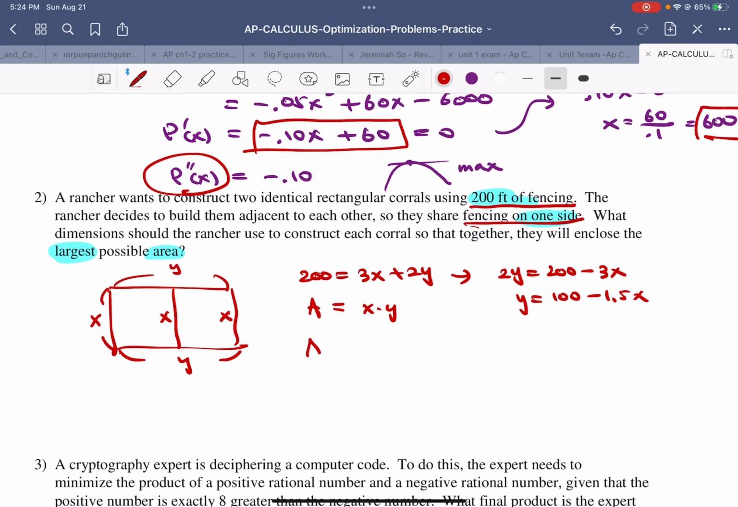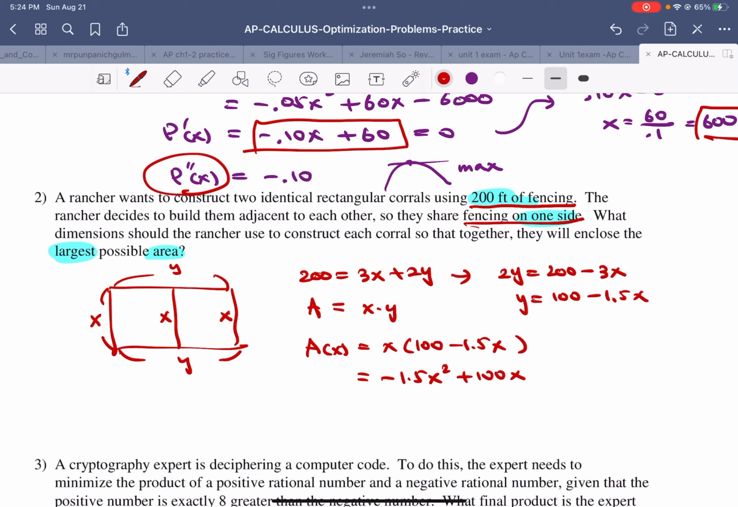So you can substitute. I'm going to say A of x now, because the only variable is x. After you substitute, 100 minus 1.5x squared. When you put it in order, that one is x, actually. And then negative 1.5x squared plus 100x.